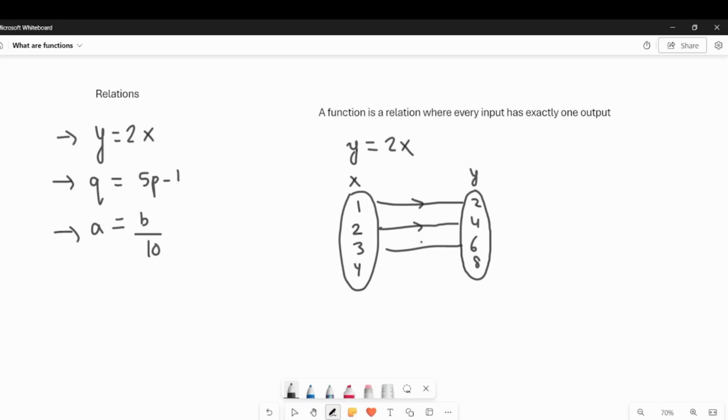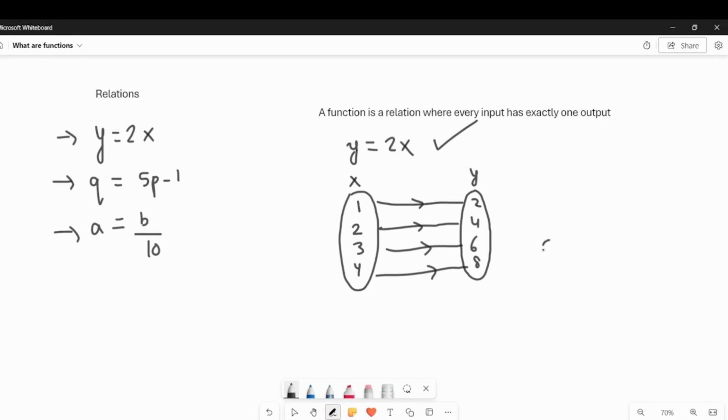And you can clearly see that it is completely satisfying the definition of a function, because here every input has only one output. You can see here the only output of 1 is 2, the only output of 2 is 4, for 3 it's 6, and for 4 it's 8. So every input only has one output. So this relation is a function.